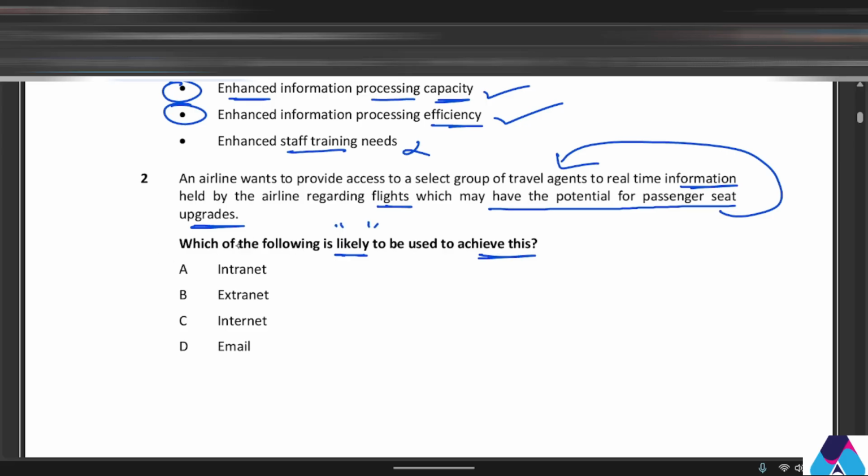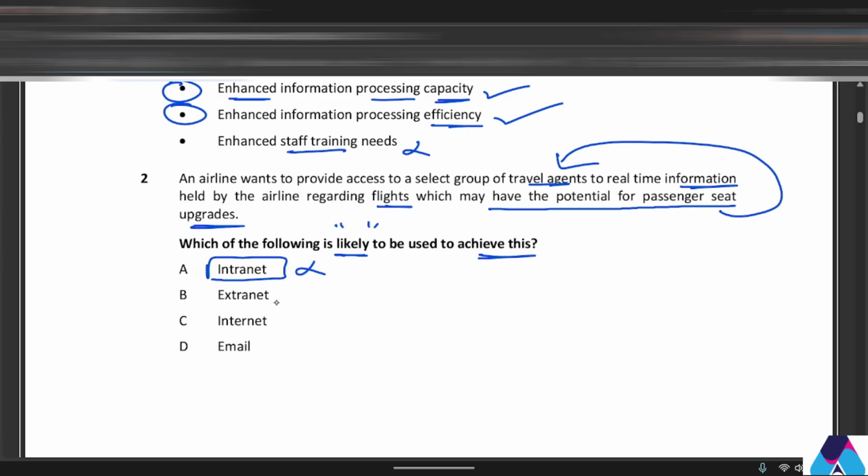Now let's look at the first option. So the first option says intranet. Now intranet is basically an internal network for employees, and it is a software or a network that is only limited to the internal organization, not the external, right? So if you're talking about airline company, obviously travel agents are not internal employees or internal staff, right? They are external. So therefore intranet cannot be an option, right?